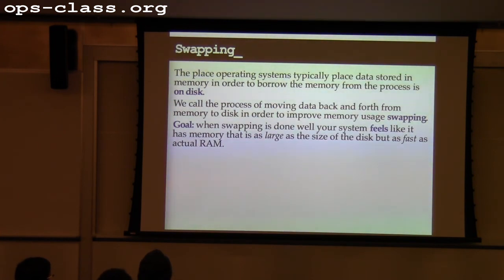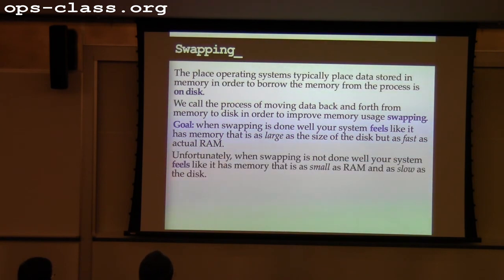So the goal of swapping is to enable the system to feel to you as the user as if the amount of memory in the system is actually not the amount of RAM that you bought, but the amount of RAM plus the size of the swap file, right? So if I have 4 gigabytes of RAM and I take 4 gigabytes of my disk and use it as swap, what I want is the system to feel like it's got 8 gigs of RAM, right? That's awesome, right? It's like twice as fast, maybe.